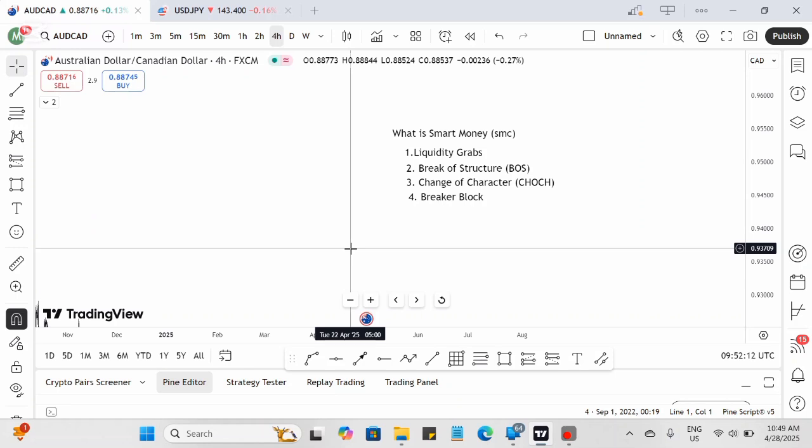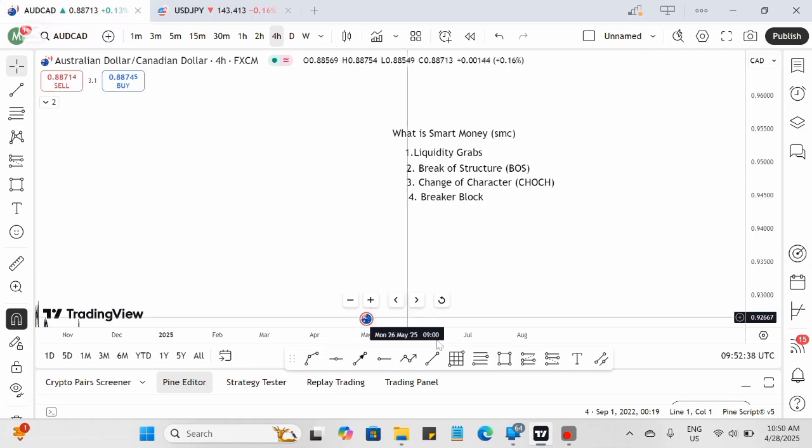So what the big players like banks and institutions do is they need liquidity to feed their large positions without causing slippage. So they push price into those liquidity areas above highs or below lows to activate those stop losses and grab liquidity, and then move price in the direction they really intended for the price to go in the first place. Let me show you a chart example of that playing out.